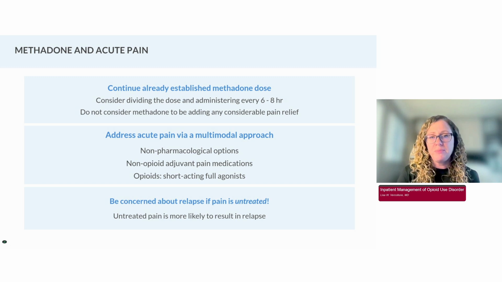We want to address acute pain via a multimodal approach. So non-pharmacological options, we want to think of non-opioid pain medications. And then when we're thinking of using opioids, we do want to use the short-acting full agonists. We want to be concerned about relapse if pain is untreated. Untreated pain is more likely to cause relapse than introducing full agonists to treat pain.